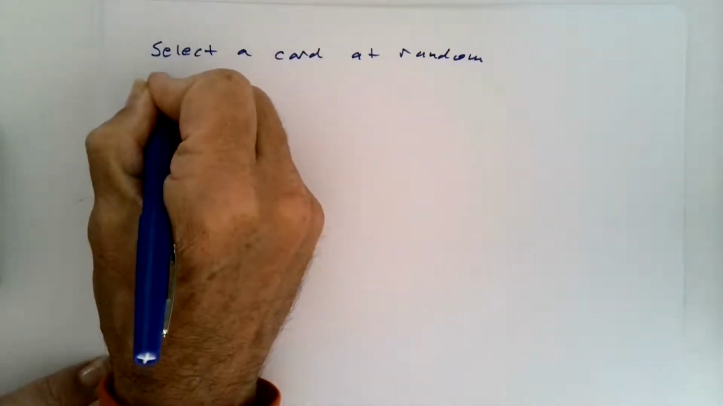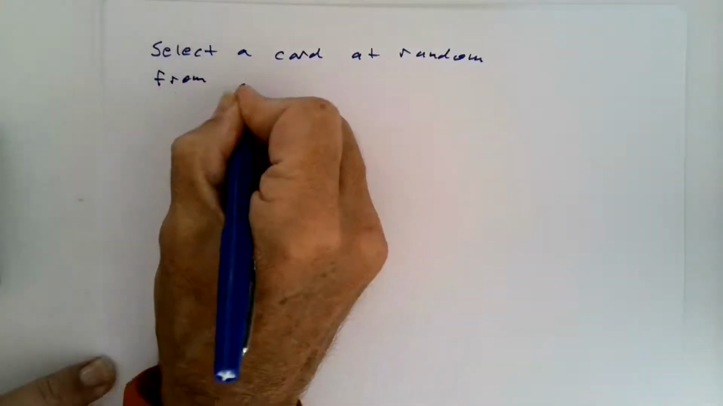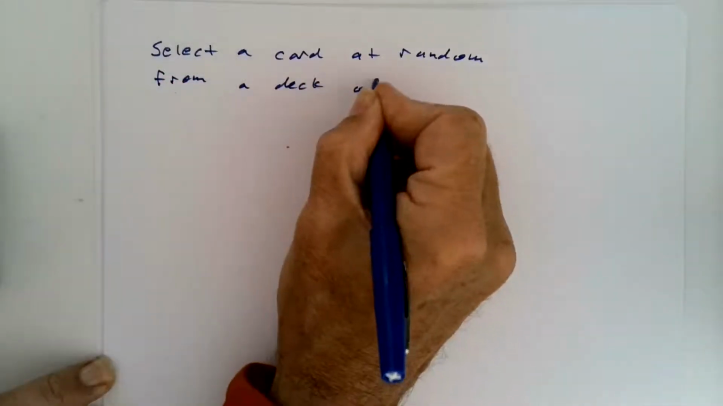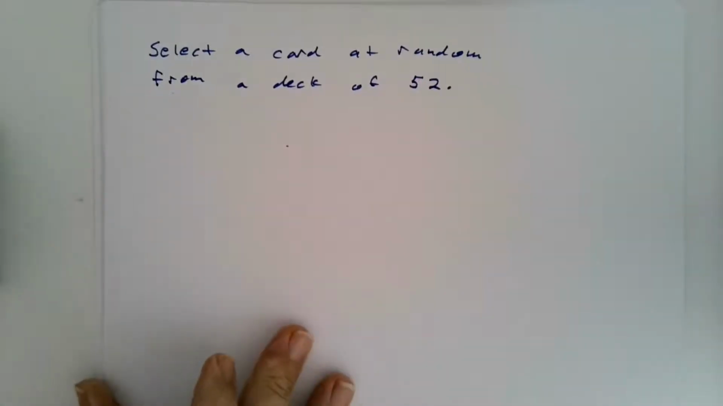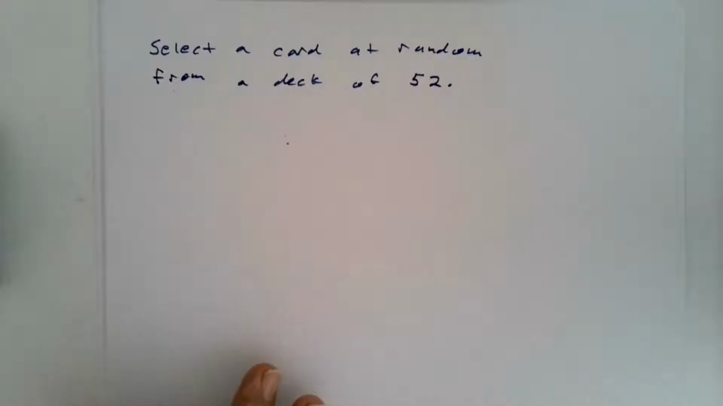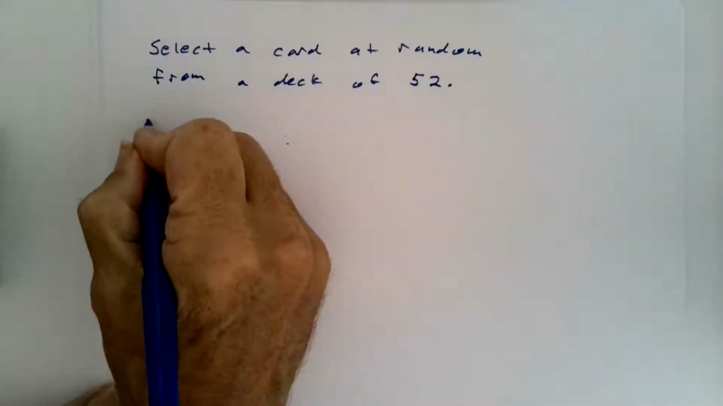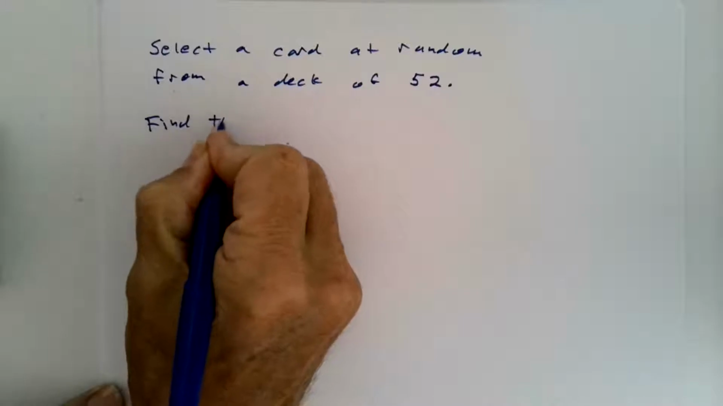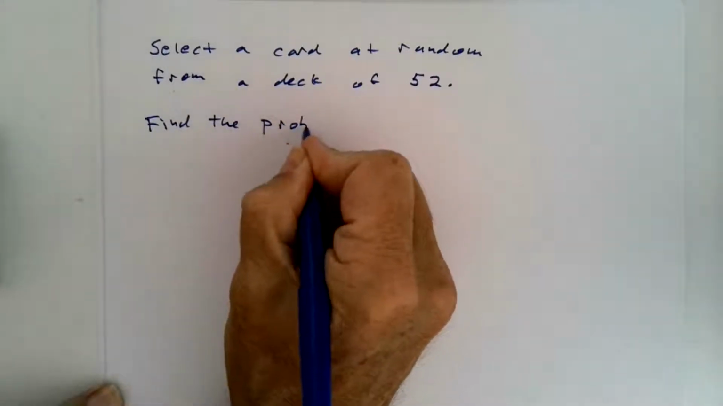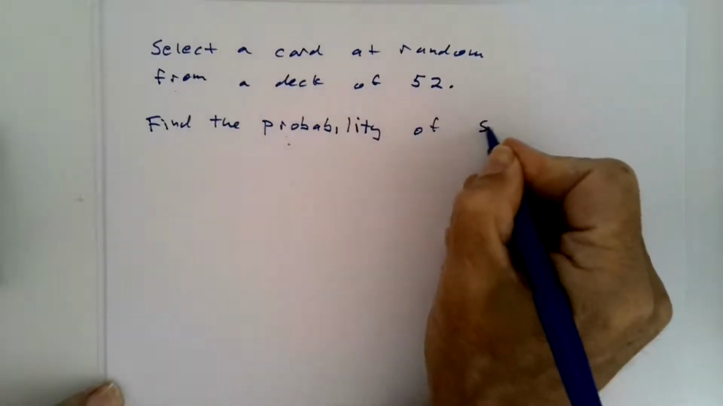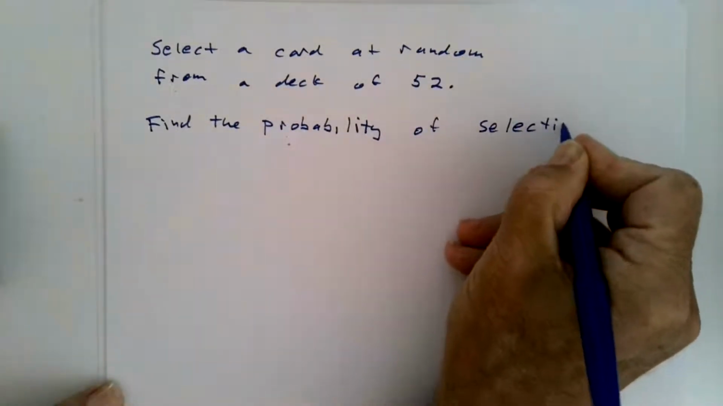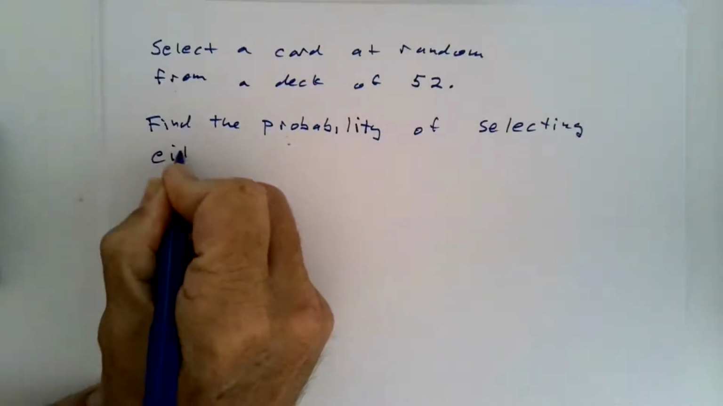So we can talk about that sample space. Since we are selecting a single card from that deck of 52, each one of them is equally likely to be selected. We want to know the probability of selecting either a diamond or a heart. So find the probability of selecting either a diamond or a heart.